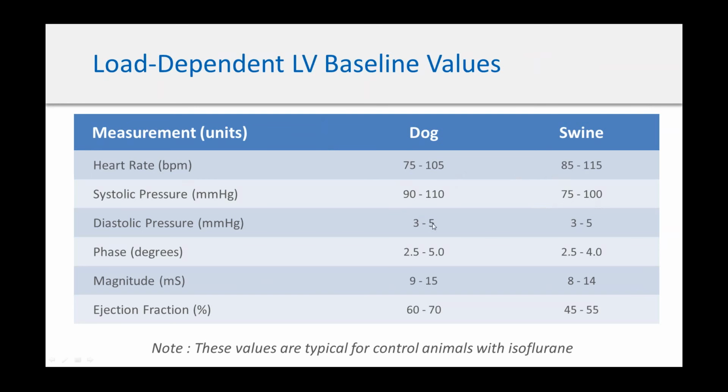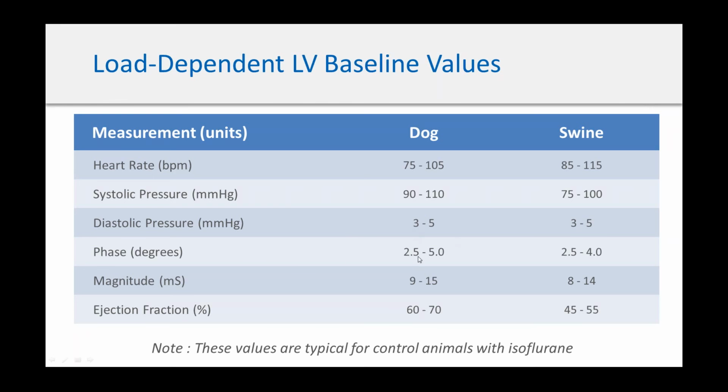Diastolic pressures are normally fairly low in both cases, 3 to 5, and if these are higher or lower, make sure that you check the balance. That's one thing I know a lot of people tend to forget: after they've calibrated the pressure part of their catheters, they don't always balance it back to 0. And so if these are odd, again, check your balance on there.